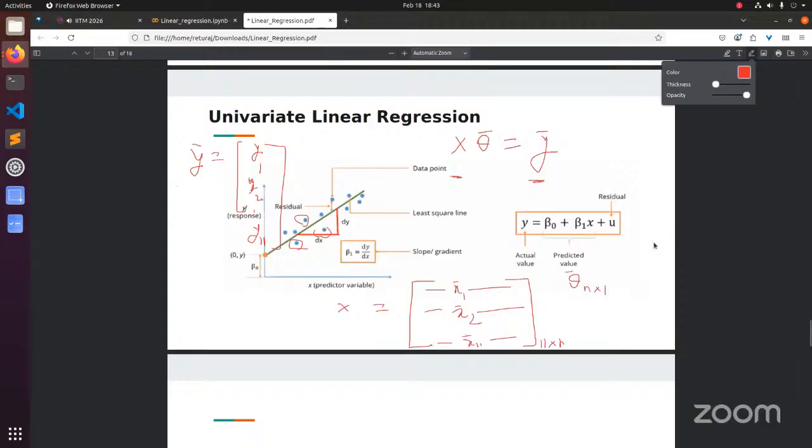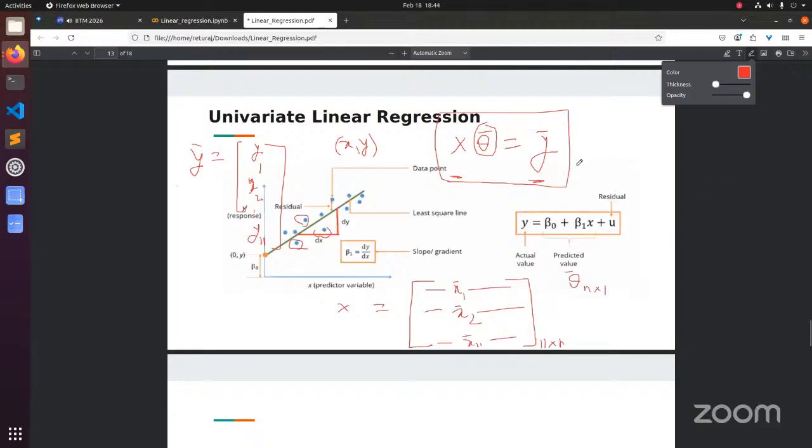In supervised learning, we know the data x and its corresponding value of y. Okay, so if everyone is okay with this, what is the unknown here? Unknown is theta, right? The unknown is theta.